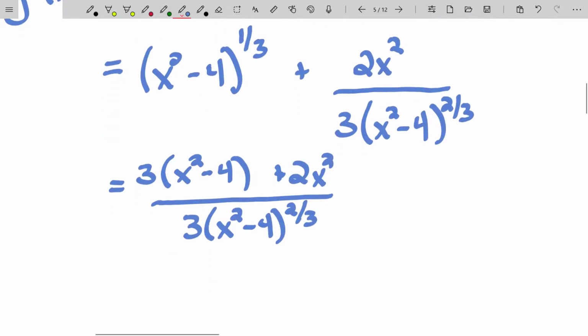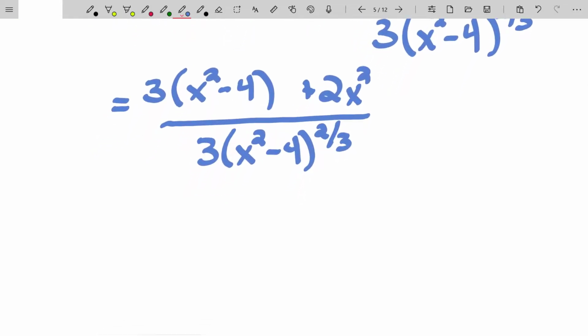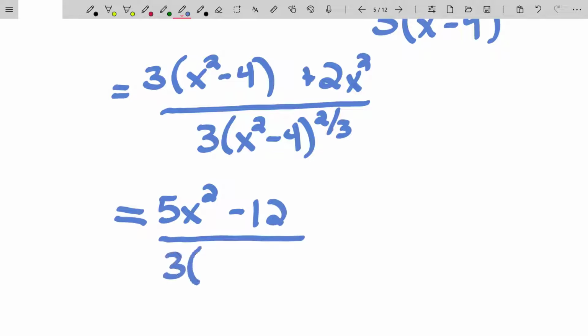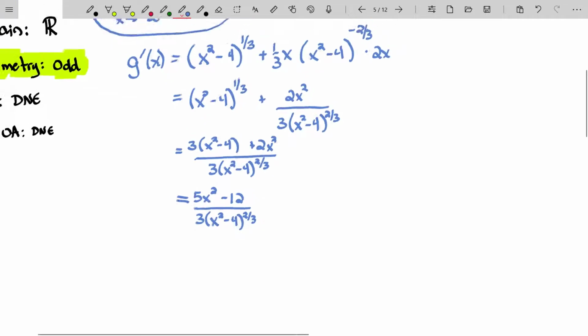I've often thought that this material would be much better to teach at the beginning of a calculus course because it would really let people know where their weaknesses are with algebra. But unfortunately, you need to go through most of calculus to get to this. So, oh well, such is life. That becomes a 5x squared minus 12 over that 3 times x squared minus 4 to the 2/3 power. This is also incredibly helpful for when you take the second derivative, by the way.